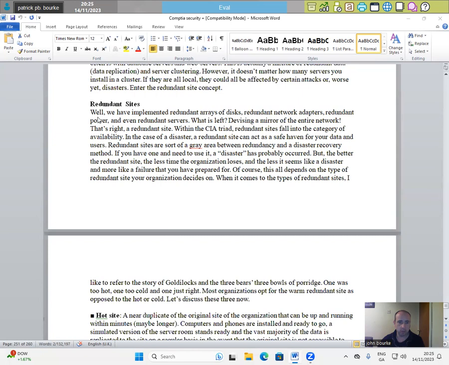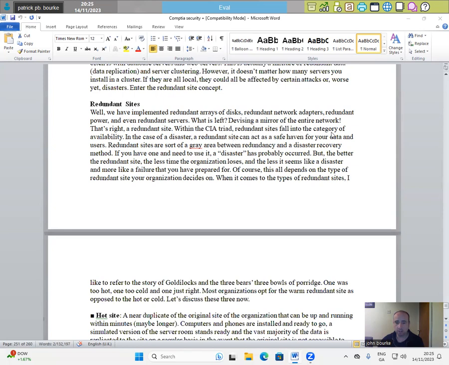Redundant sites. We have implemented redundant arrays of disks, redundant network adapters, redundant power, and even redundant servers. What is left? Devising a mirror of the entire network. That's right, a redundant site within the CIA triad.